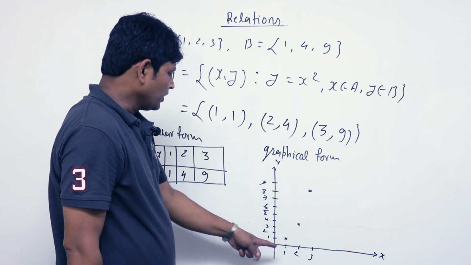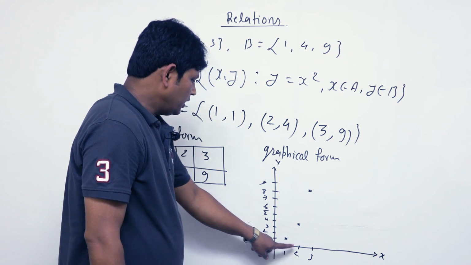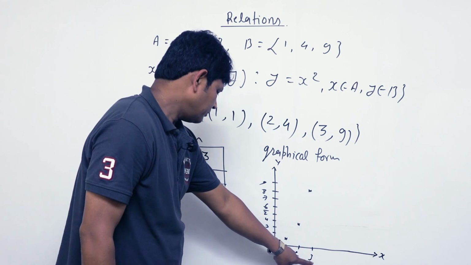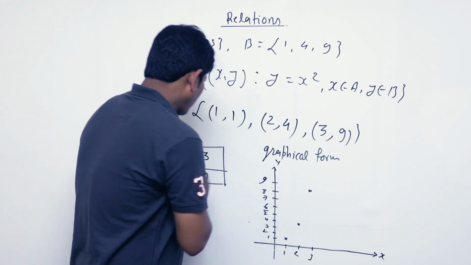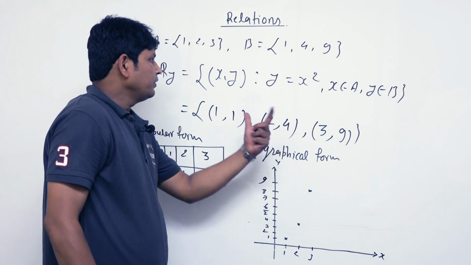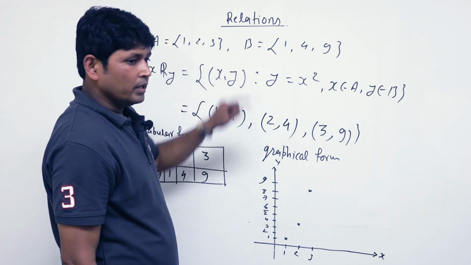So this is the relation between x and y. 1 gets related with 1, 2 gets related with 4, 3 gets related with 9. So this way, in the tabular form and the graphical form, we can represent the relation from A to B.